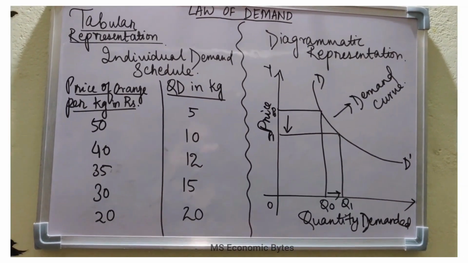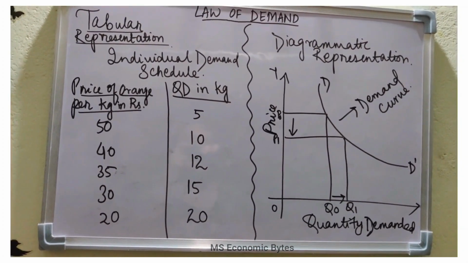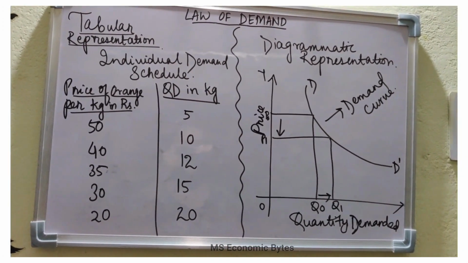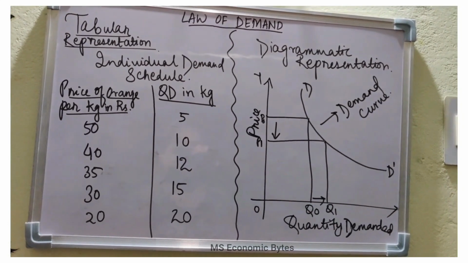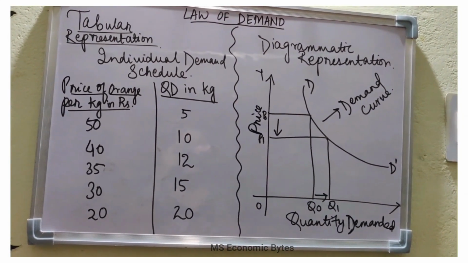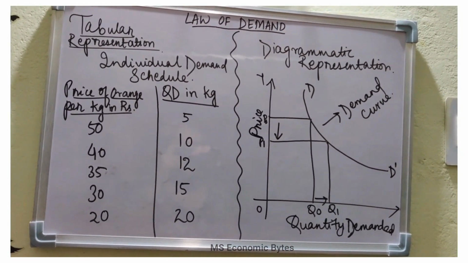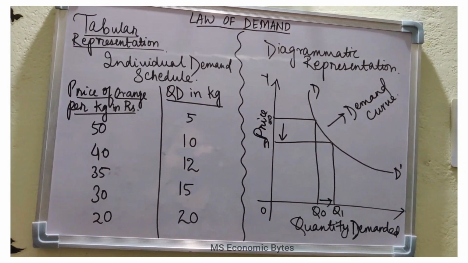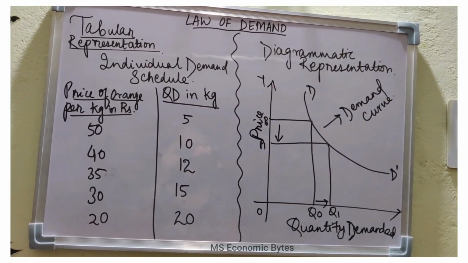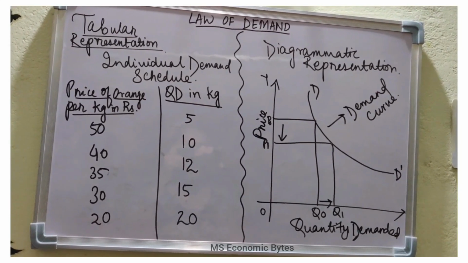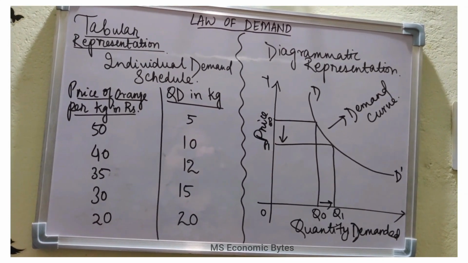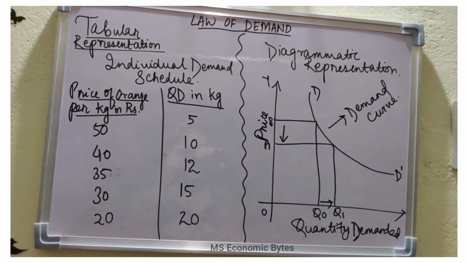Now coming to the law of demand, it states an inverse relationship between price and quantity demanded of a commodity. From common experience, we know that when the price of a commodity increases, its quantity demanded falls, and when the price of a commodity falls, its quantity demanded increases.